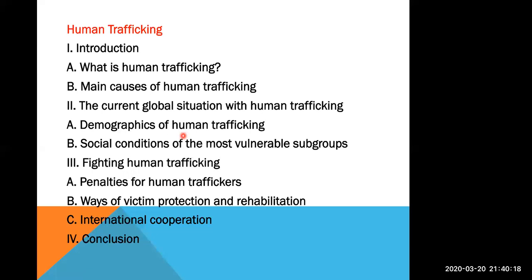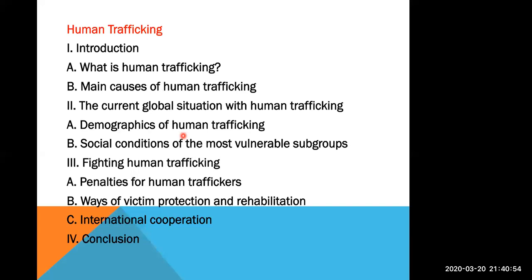Later, he talks about how to stop human trafficking by showing 3 different ways: by making penalties for human traffickers, by punishing those people; ways of victim protection, and making some kind of rehabilitation; or he was in quest of international cooperation. So 3 basic ways that are closely connected to banning human trafficking in this case. And in the last part, he put his conclusion as the last part of his human trafficking research.